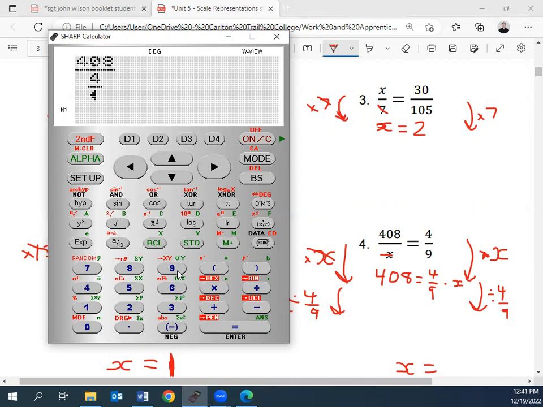I'll show you a different way of doing it too. You don't need to do it this way. But you see how it's a fraction divided by a fraction? It's really weird for your calculator. It works. It looks weird. And that's going to give us our answer.